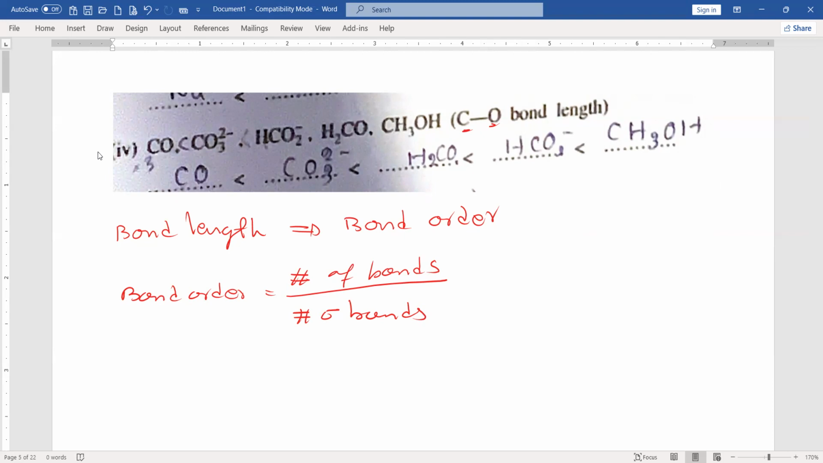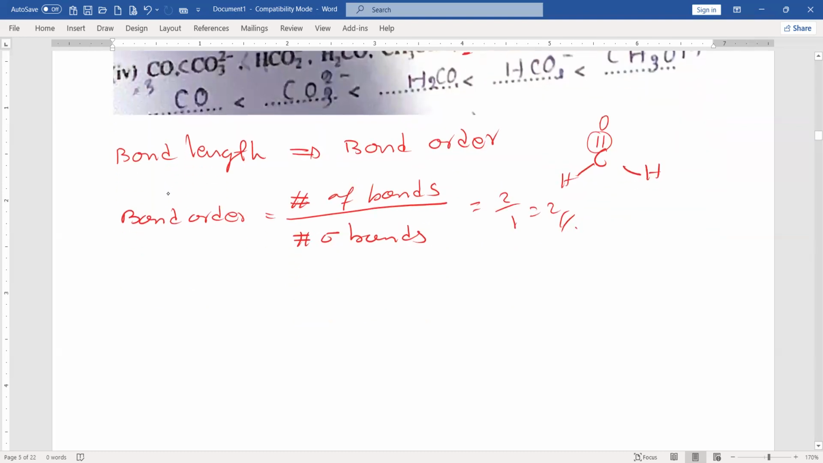So if you get like this, you have carbon, oxygen, and hydrogen and hydrogen. In this case, you have only a double bond, carbon and oxygen double bond. No need to consider this carbon and hydrogen. Why? We need only the carbon and oxygen. So we have two bonds here and one sigma bond. The bond order is 2 divided by 1 equals 2.